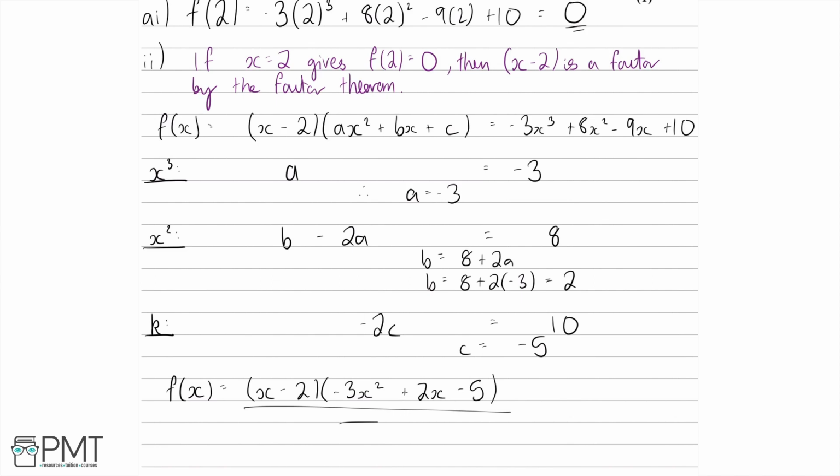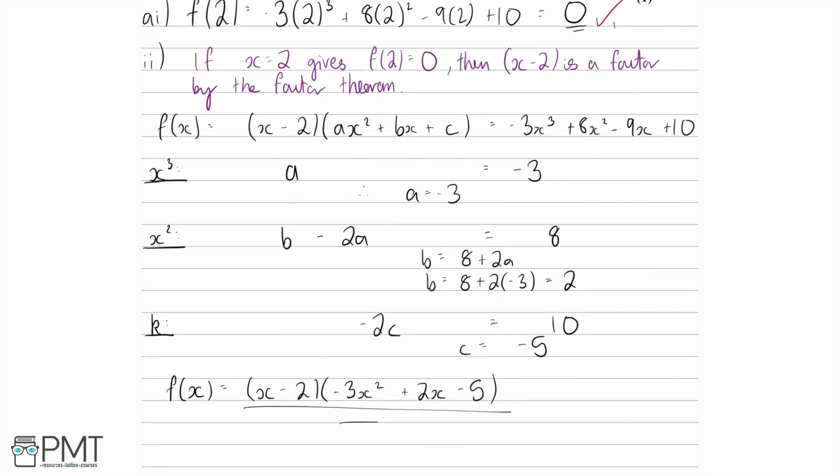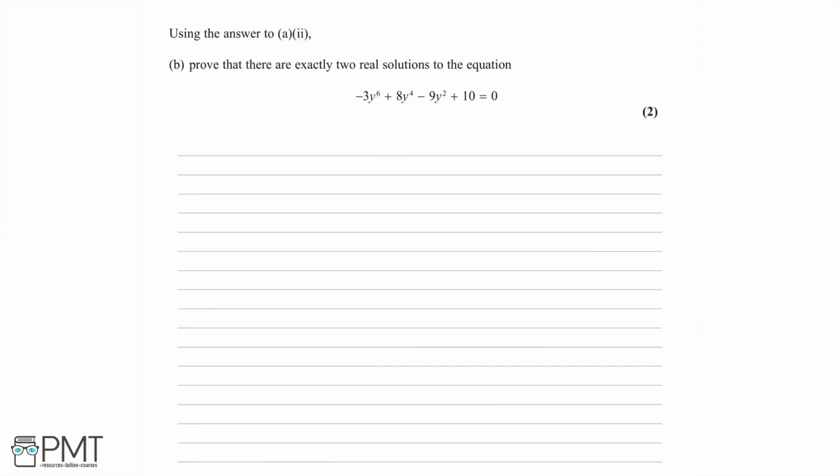In terms of the marking, you'll get 1 mark for finding out that f of 2 is 0. You'll get 1 mark for finding out both of these coefficients, x squared and x, and you'll get 1 mark for finding out the constant, for a total of 3 marks for this question. So now that we're finished with part A, let's move on to part B.